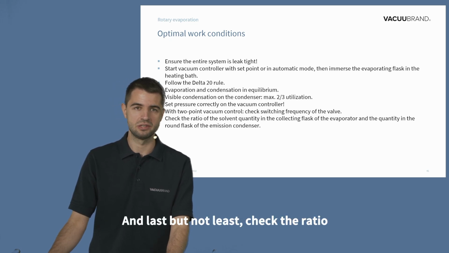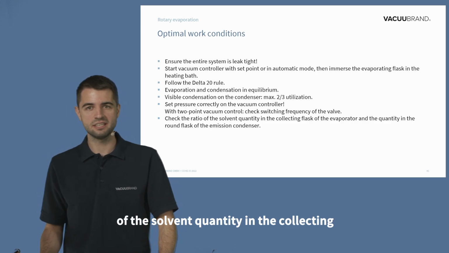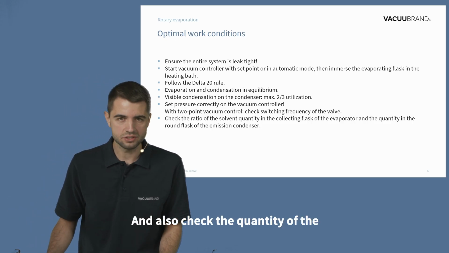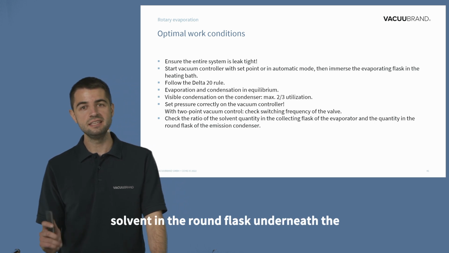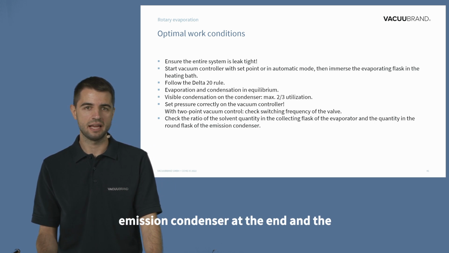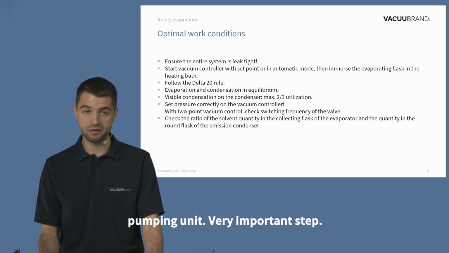And last but not least, check the ratio of the solvent quantity in the collecting flask of the condenser, and also check the quantity of the solvent in the round flask underneath the emission condenser at the end and the outlet of the pump or pumping unit. Very important step.